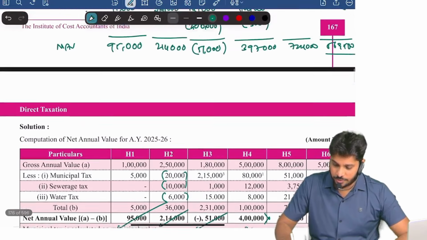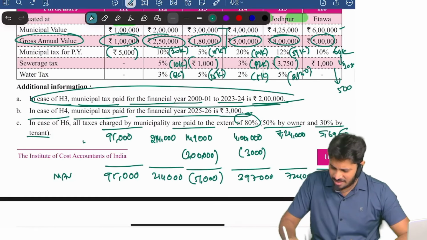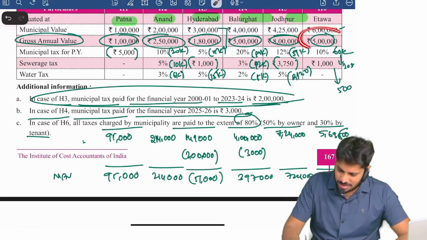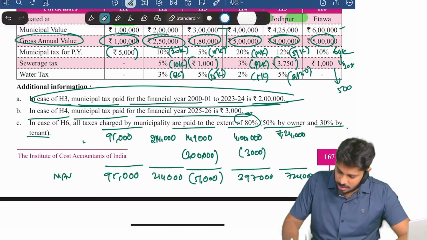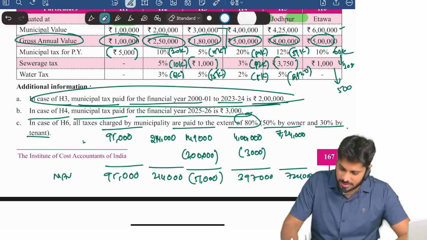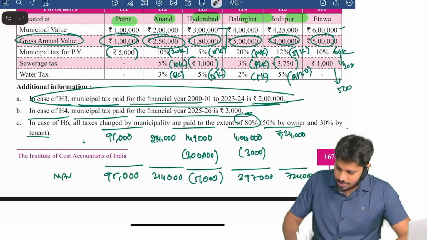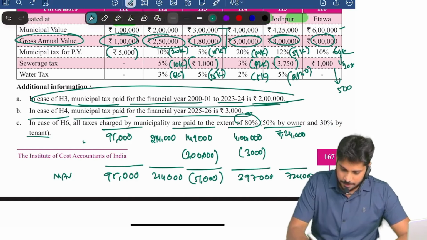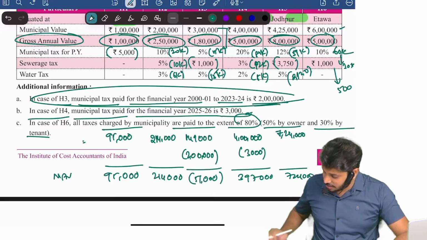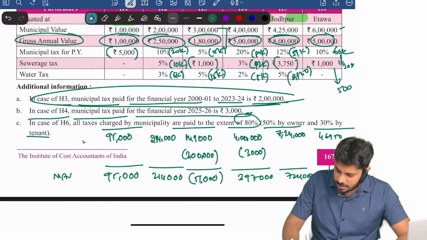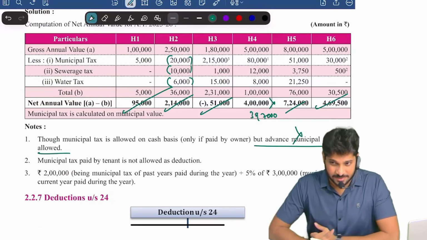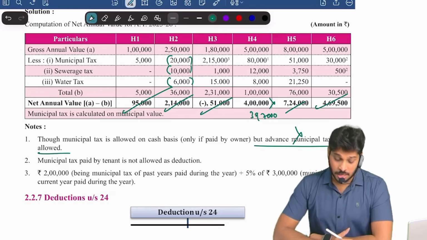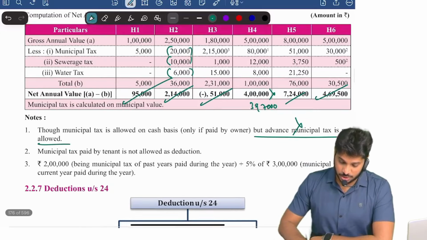This answer is what? 3,97,000. 724 also correct. Now here, we made a calculation mistake. From 5 lakhs you should reduce 30. Our answer, we considered 4,69,000. Correct only. All the answers correct. 5 lakh minus 30 minus 500, 4,69,500. Every answer correct. Are you clear? So whether they gave sewerage tax, water tax, whatever it is, all these taxes are allowed as deduction. Understood? That's it.